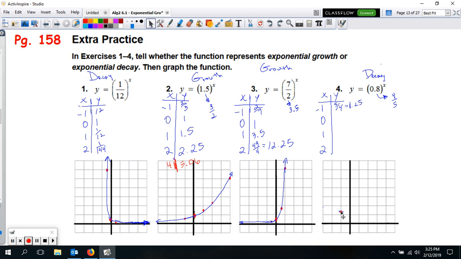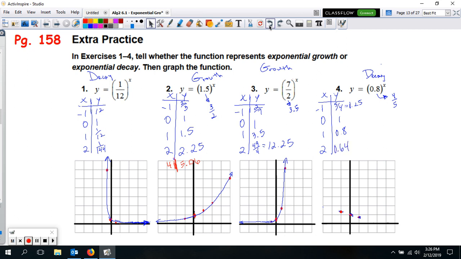Come over to -1, and there's going to be 1.25 up. And then for 0, we'll get 1 again. And where that will be just right here on the y-axis. Plug in 1, we're going to get 0.8. And so that's just going to be coming down a little bit further. So 1 will be at 0.8, a little less than 1.